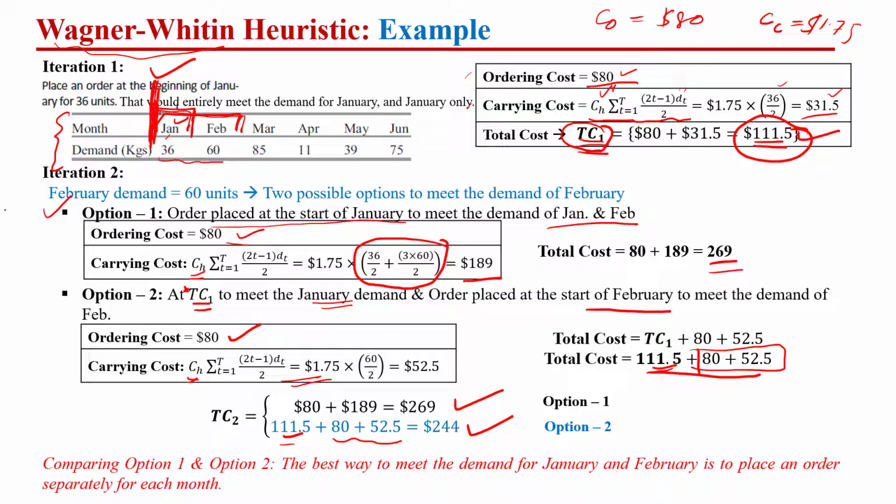So till iteration number two, we got the decision because we have solved the problem till February. So till now we got the answer because option number two is the good one, the one having the smaller total cost. So that means we should order at the start of January equal to the demand of January. Okay, and then we should place the order at the start of February equal to the demand of February in order to meet the demand of January and February.